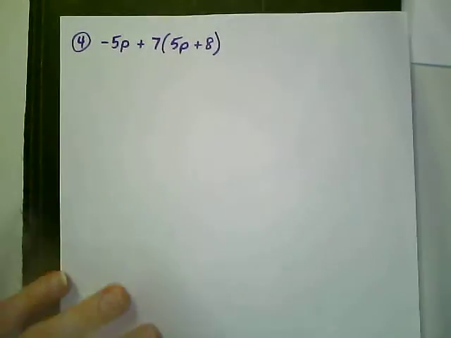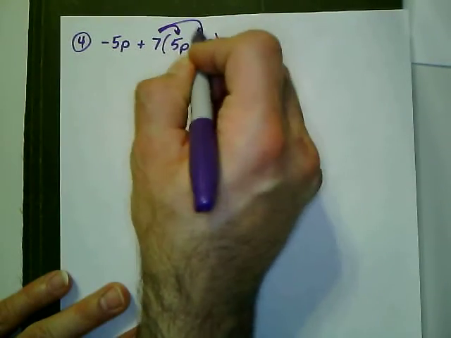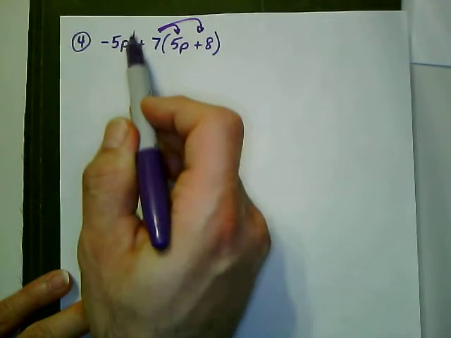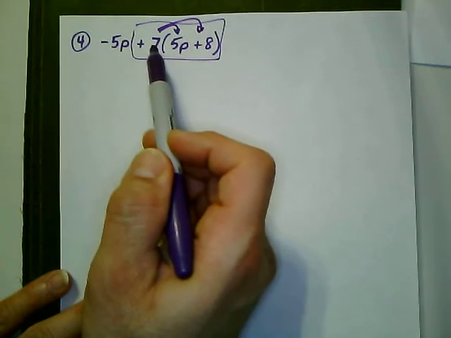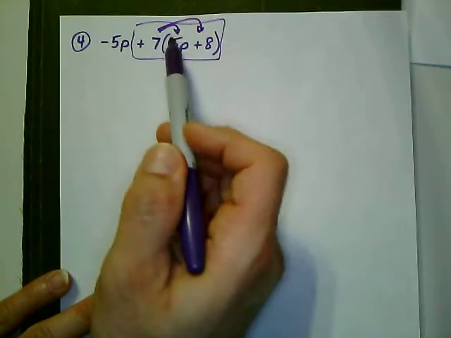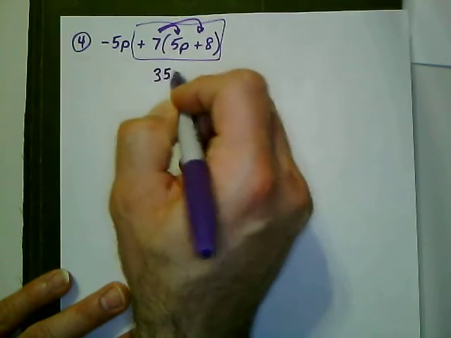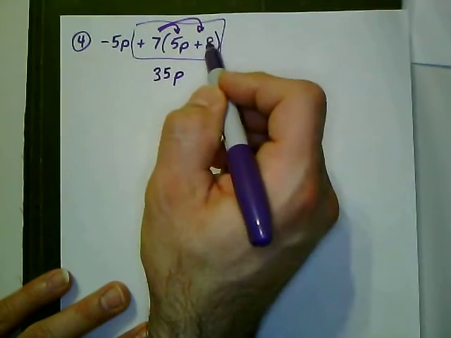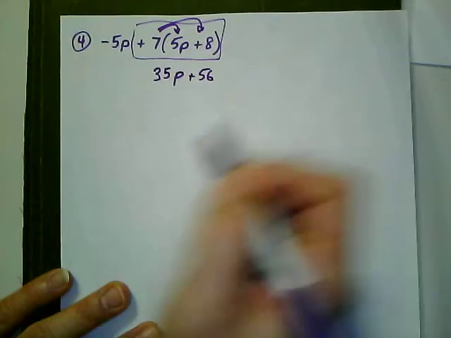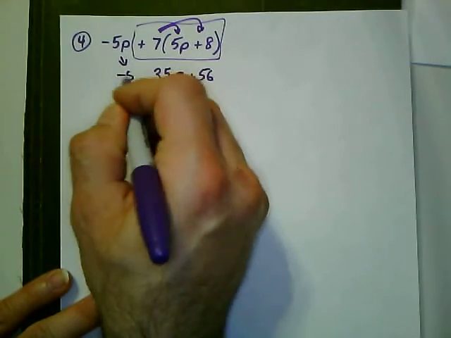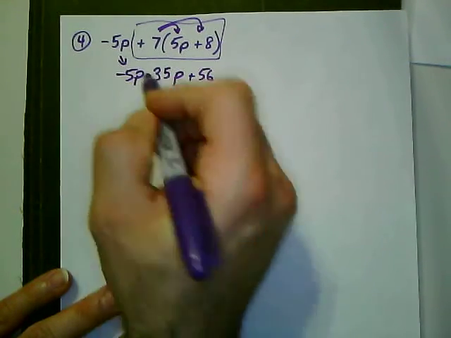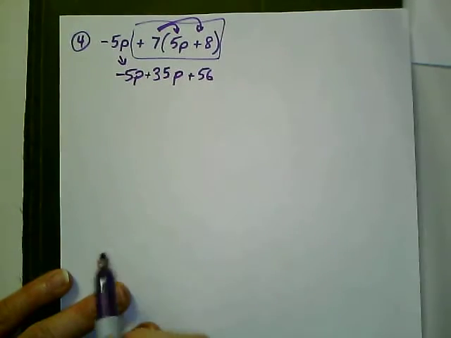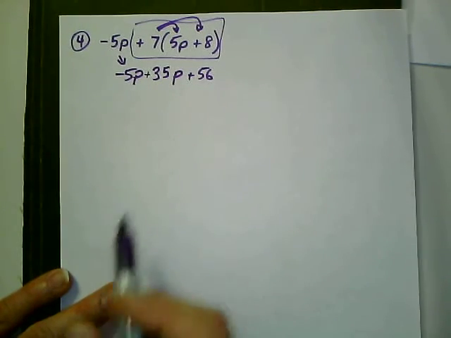Number 4. Right, we're going to distribute once again, and it's over here. If it helps, you can do this and see exactly where it is you're distributing. Take that sign with it because you know that's positive 7. Positive 7 times 5, 35p. 7 times 8, 56. Don't forget to bring that down. Well, that's a positive 35, so we're going to put a plus there. You need to make sure you put a plus or a minus in there. If you don't, then you're multiplying.